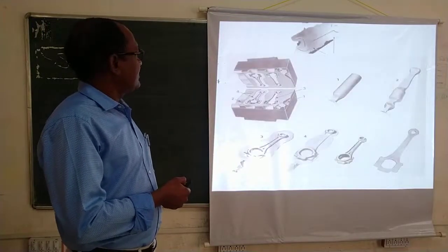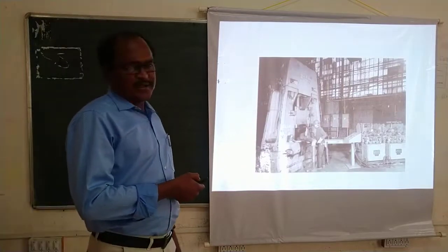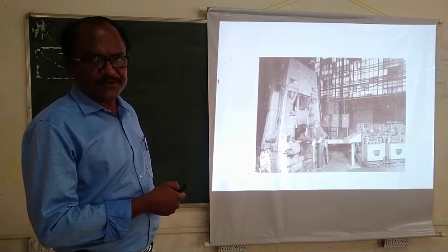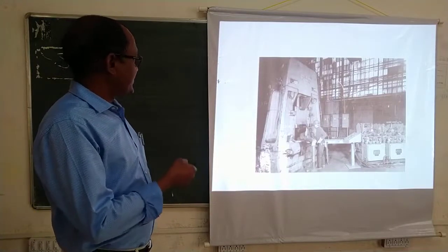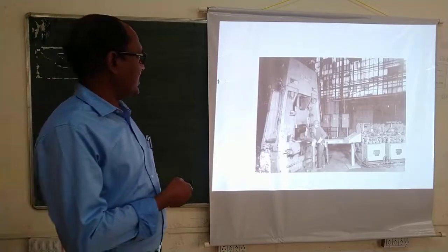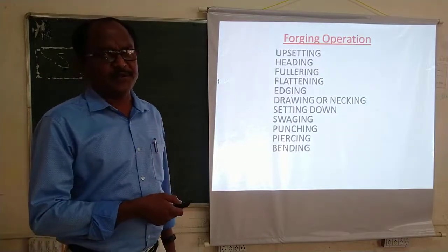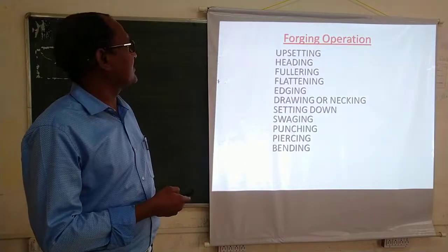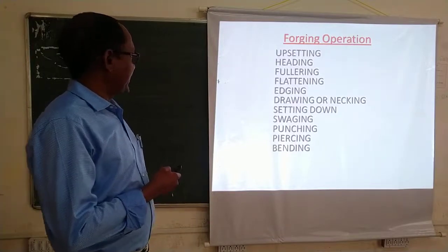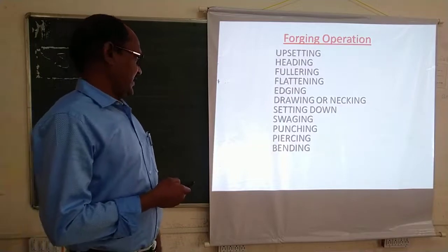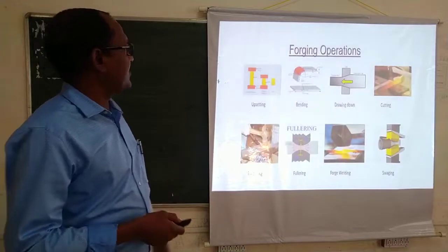So this is the working of this closed die. This closed die is used in mechanical industries. So these are the basic machines, or you can call them old dies used in industries. Then what are the various forging operations? One by one we are going to discuss the various forging operations: upsetting, heading, furring, flattening, cutting, drawing, setting down, welding, punching, piercing, and bending. These are the various forging operations.